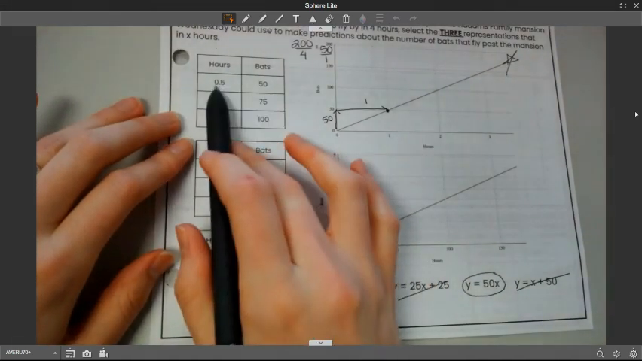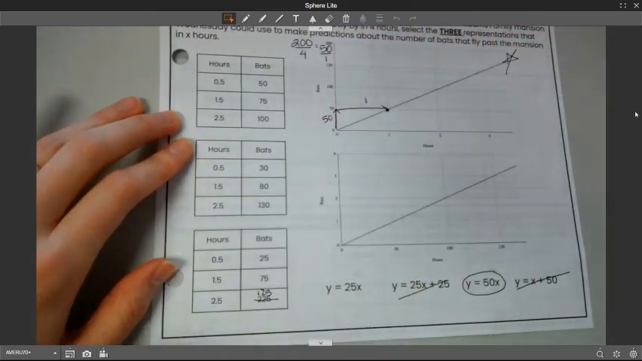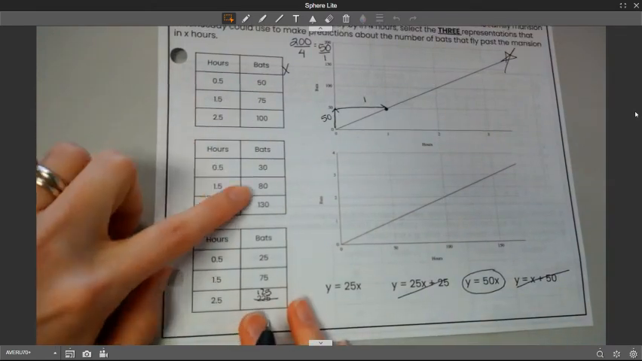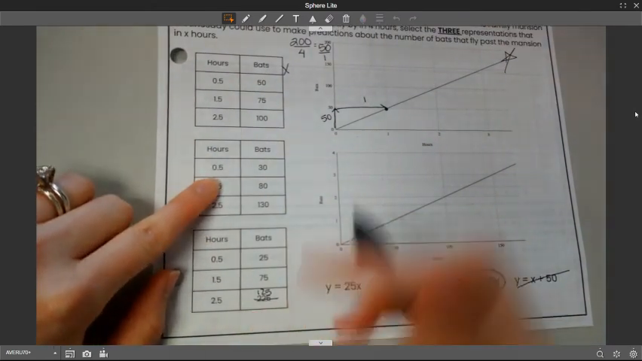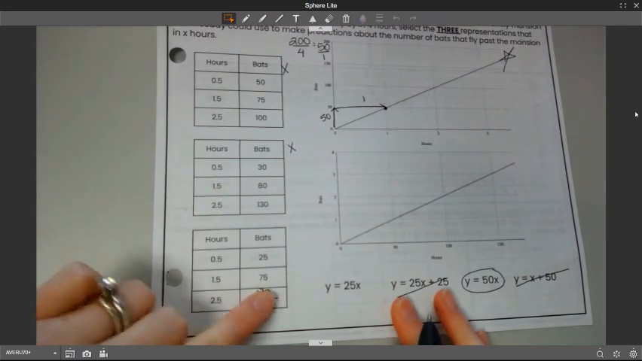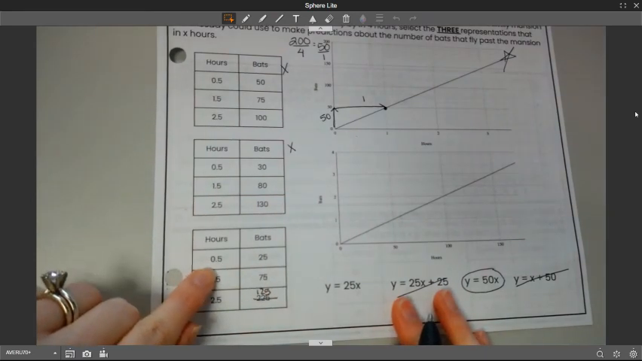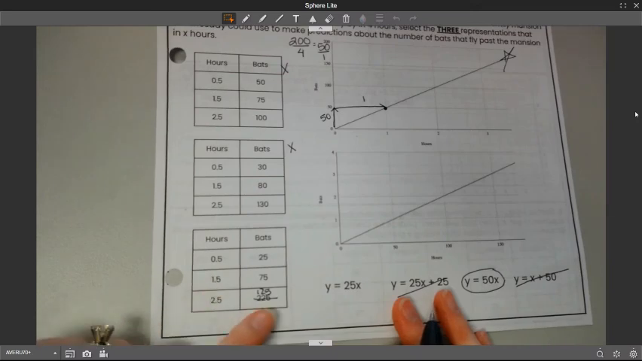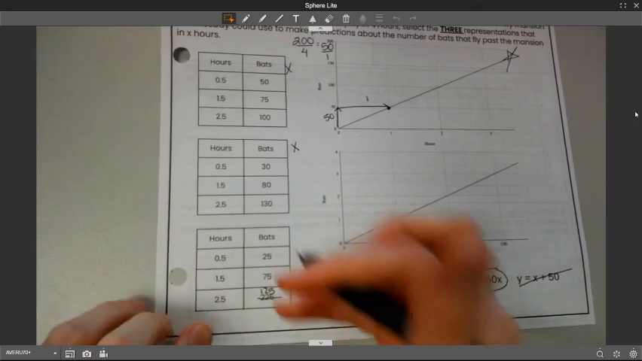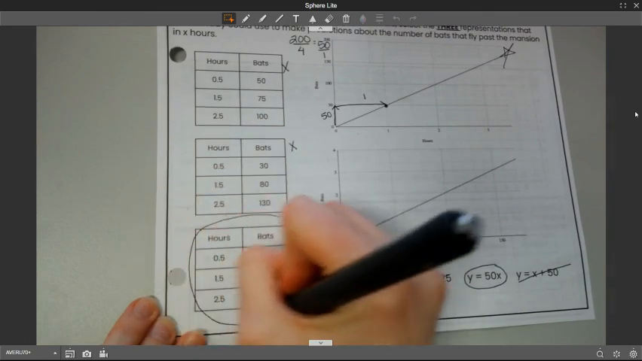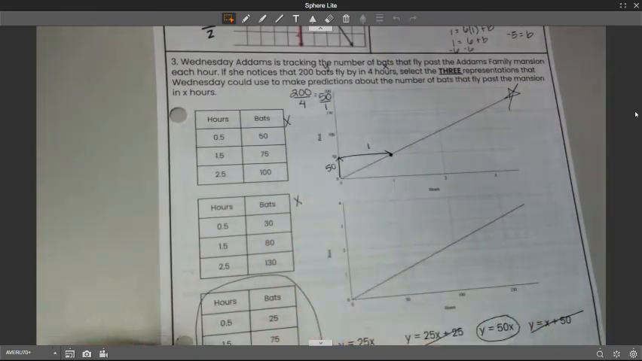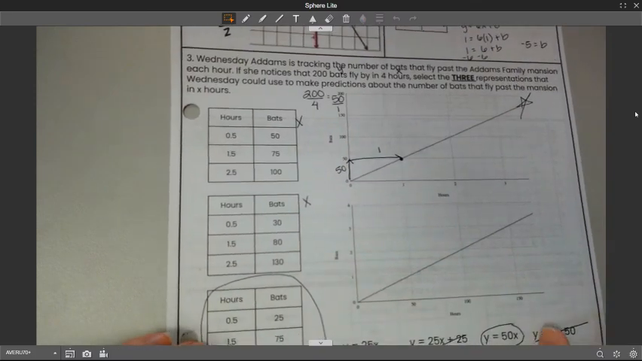So 50 divided by 0.5 is 25. Well, we wanted our k value to be 50, so this one does not work. 30 divided by 0.5 is 15, does not work. 25 divided by 0.5 is indeed 50. 75 divided by 1.5 is 50. And 125 divided by 2.5 is 50. So our last table would work. Again, you need to start by finding your k value and then find the things that match your rate of change.